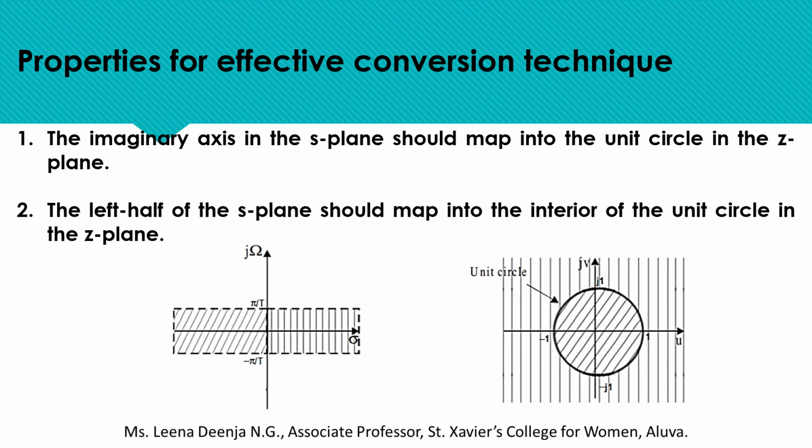For the conversion technique to be effective, it should possess certain desirable properties. They are, first one, the imaginary axis in the S-plane should map into the unit circle in the Z-plane. Thus, there will be a direct relationship between the two frequency variables in the two domains. Second one, the left half of the S-plane should map into the interior of the unit circle in the Z-plane. Thus, a stable analog filter will be converted into a stable digital filter.